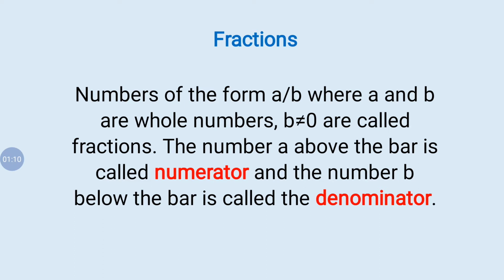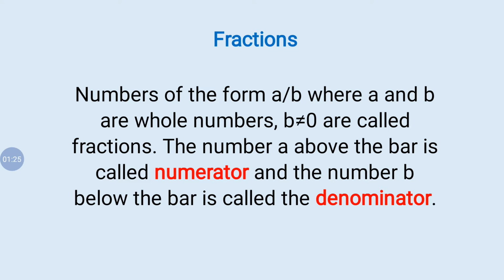A fraction a by b is said to be in simplest form or lowest form when the HCF of a and b is 1. That is called a fraction in simplest form.